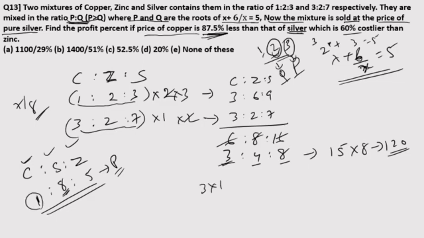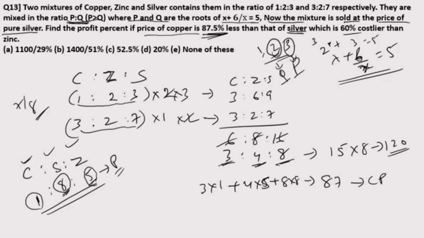So 3 into 1 plus 4 parts of zinc. Cost per unit of zinc is 5 units, so 4 into 5 plus silver, 8 units. Silver 1 unit costs 8, so 8 units will cost 8 into 8. This is coming out to be how much, guys? 64 plus 20, 84, 87. This is your cost price.